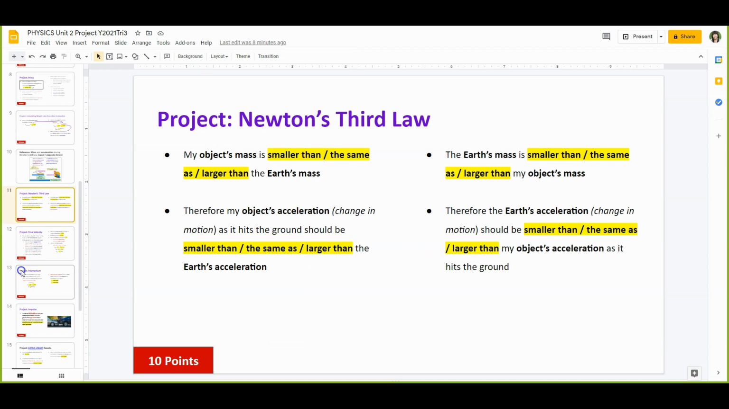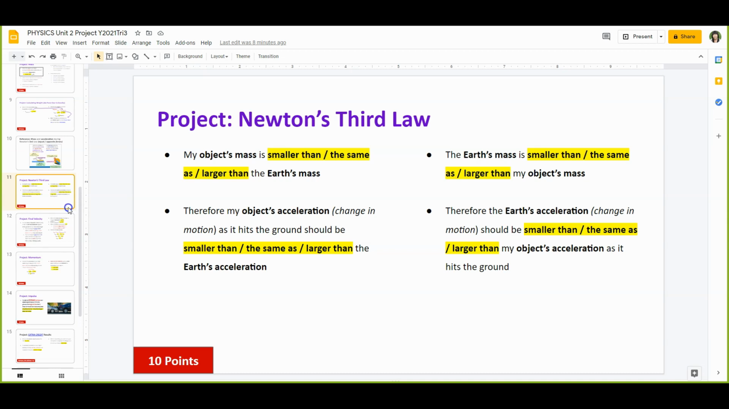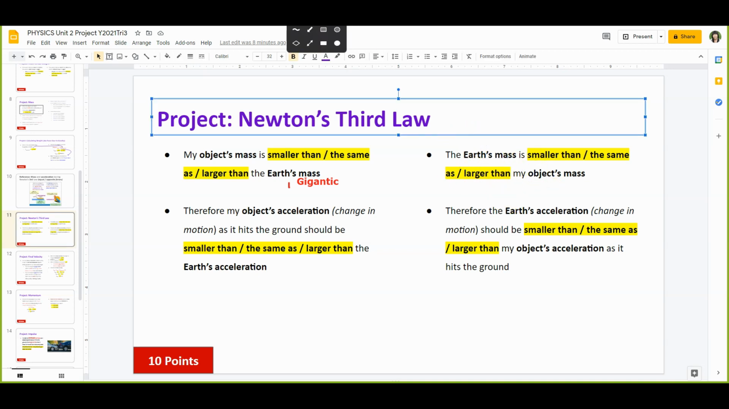So let's go ahead and take a look at Newton's third law. Newton's third law says an object's mass is smaller than, the same as, or larger than the Earth's mass. This should be pretty easy. The Earth is huge, right? The Earth is gigantic. So you should be able to figure out pretty easily if the mass of your object is smaller, the same, or larger than the Earth. Same thing over here. This is just the reverse statement. Again, our gigantic Earth, is it smaller, the same, or larger than your object's mass? For a hint, your object is definitely smaller, so therefore the Earth should be what compared to your object? This is the opposite, right? So this one should be the opposite.